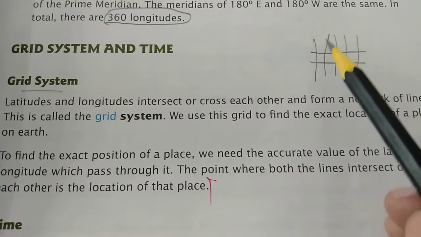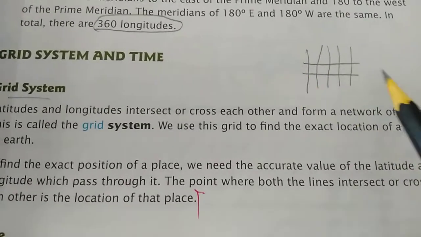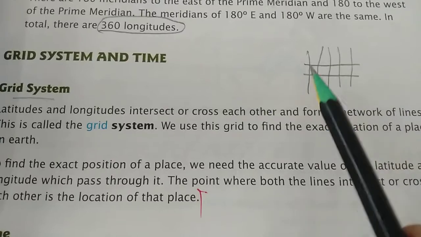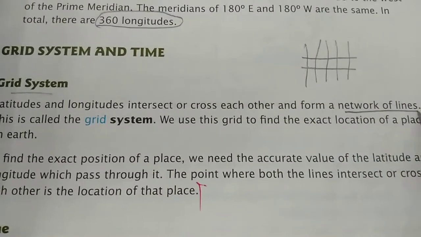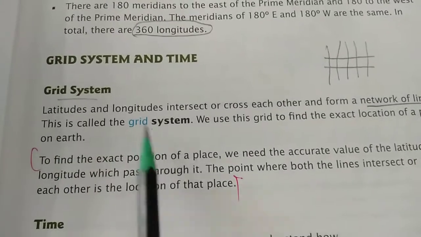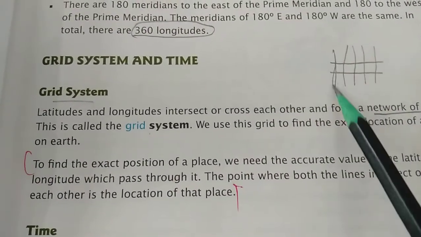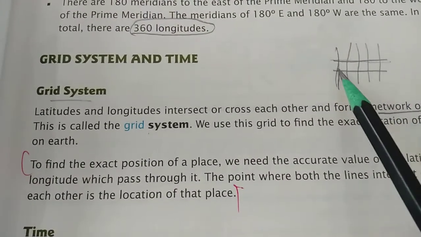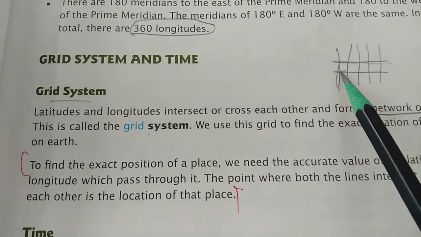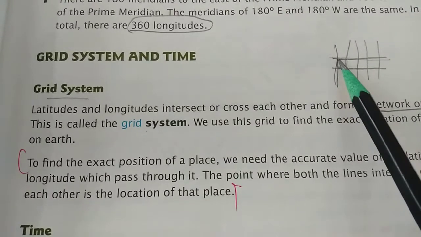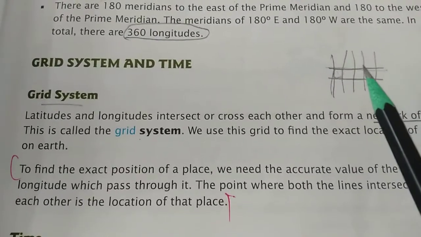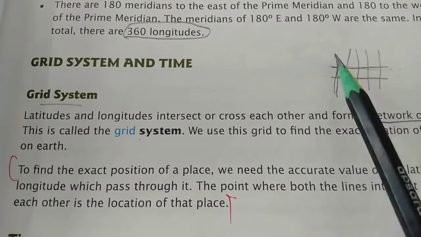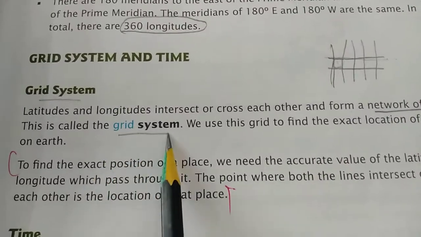That means they are intersecting at a certain point, so it forms a network of lines. This is called the grid system. As this is the longitude, this is the latitude, and it forms a box, this box is known as grid. This intersect of latitude and longitude is called the grid system.